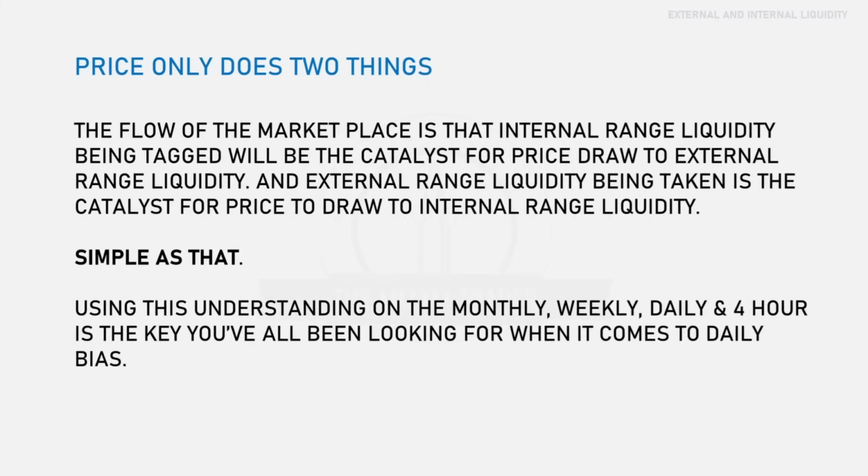The flow of the marketplace is that internal range liquidity being tagged will be the catalyst for price to draw to external range liquidity, and vice versa. And external range liquidity being taken is the catalyst for price to draw to internal range. So it's only this, and it repeats as simple as that, time after time: external to internal, internal to external. Using this understanding on the monthly, weekly, daily and 4-hour is the key you've all been looking for when it comes to daily bias.